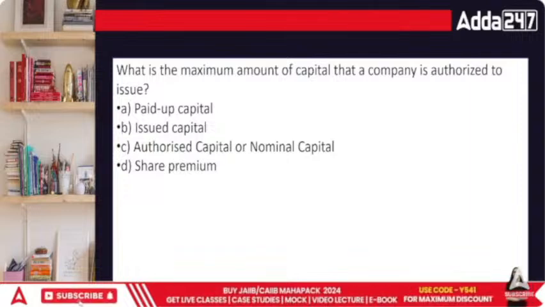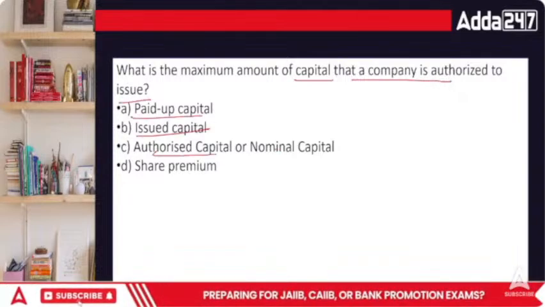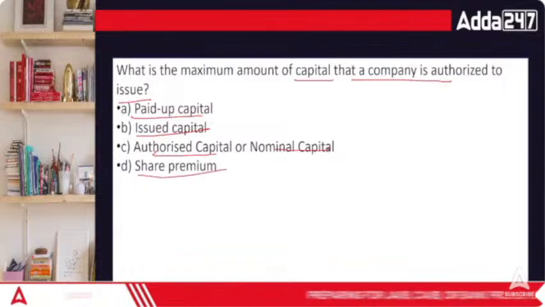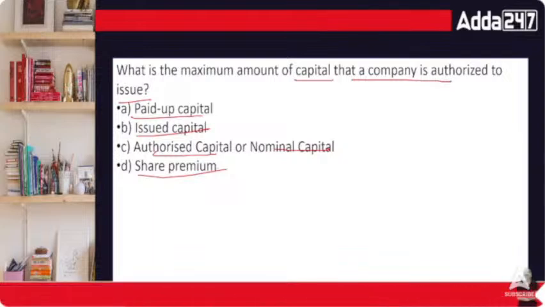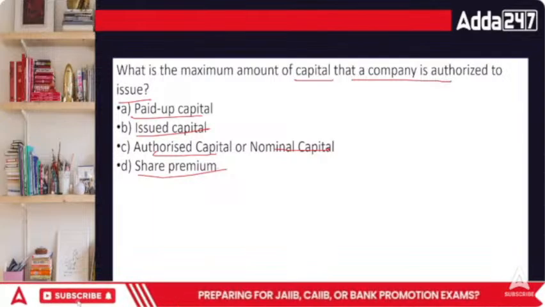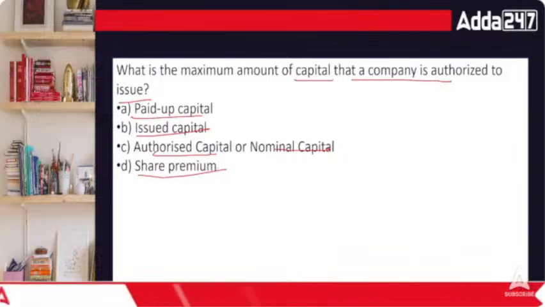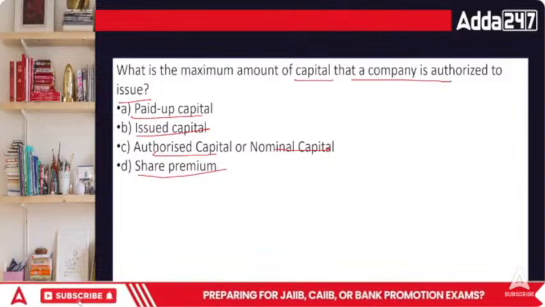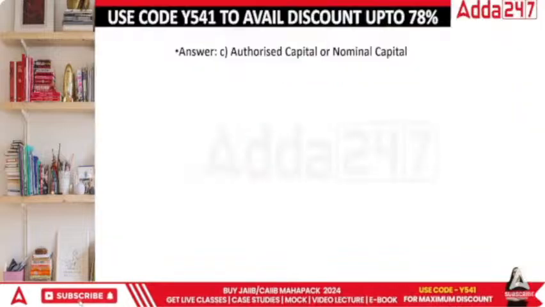What is the maximum amount of capital that a company is authorized to issue? Maximum amount of capital: paid up, issued, authorized or nominal, or share premium. Paid up is the amount that people have paid. Issued means the shares which have been issued to them. Authorized or nominal is the one which they have taken permission for. If this is the one they have taken permission for, then what's going to be the answer, everyone? The answer is going to be the maximum permission that you have taken for.